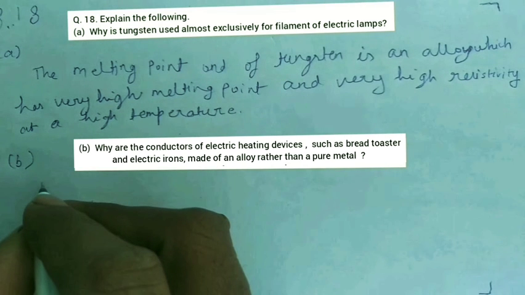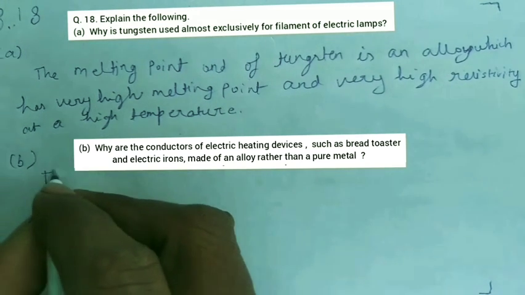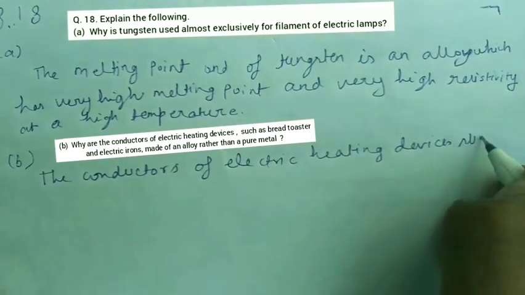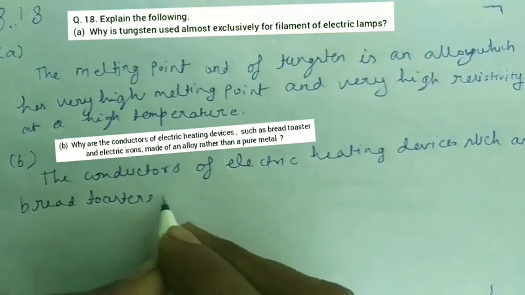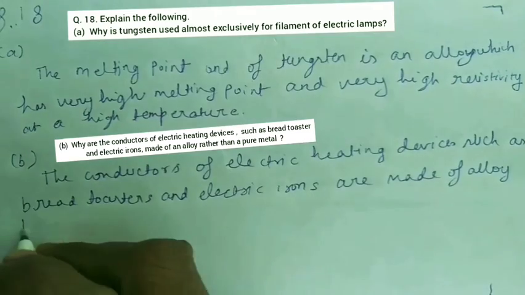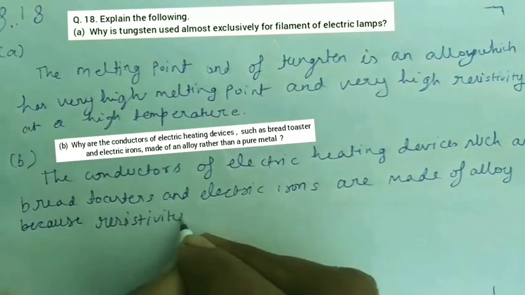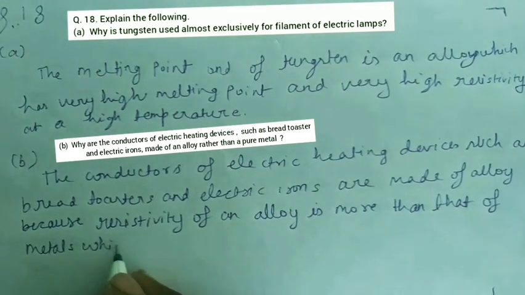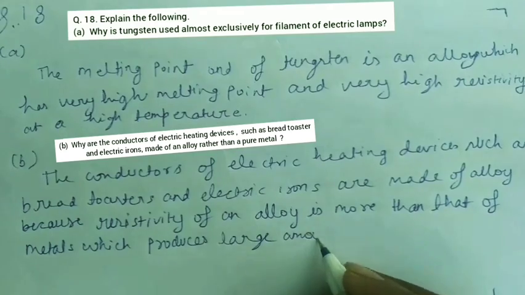Question number 18B. Why are the conductors of electric heating devices such as bread toaster and electric irons made of an alloy rather than a pure metal? The conductors of electric heating devices such as bread toasters and electric irons are made of alloy because resistivity of an alloy is more than that of metals, which produces large amount of heat.